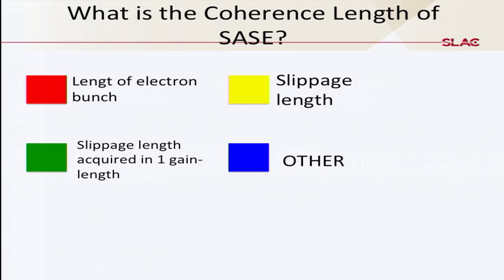Okay, I forgot about this one. What is the coherence length of SASE? We've looked at it in the frequency domain. What do you think happens in the time domain? So the coherence length of SASE can be either the length of the electron bunch, the slippage length acquired in a gain length, or something else. Take your time.